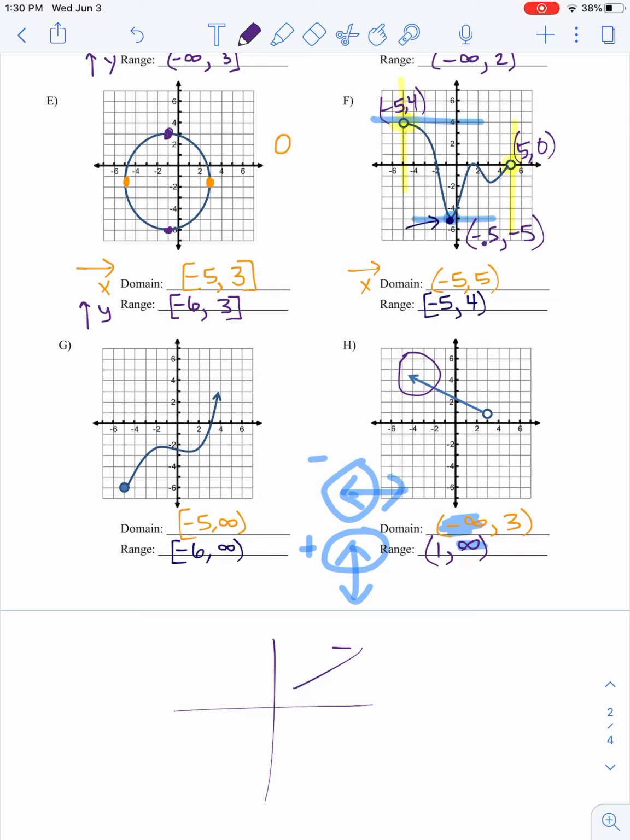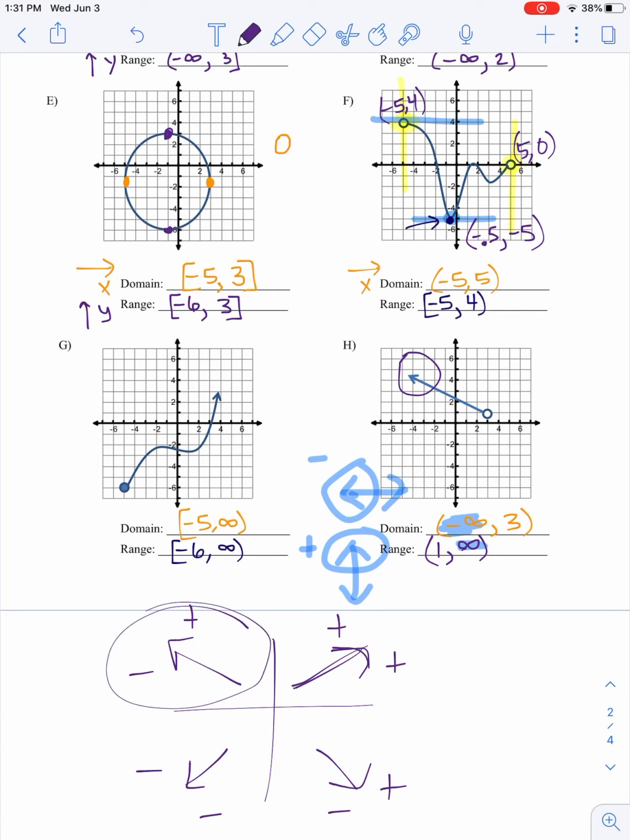So there are only 4 situations with arrows. It could be going positive and positive, negative and positive, negative and negative, or positive and negative. So here in this quadrant, the arrow I drew is going left and up. So domain is negative, range is positive. For this one, the domain is positive, the range is negative. And then the other arrows would be the same, whether you're talking about domain or range.